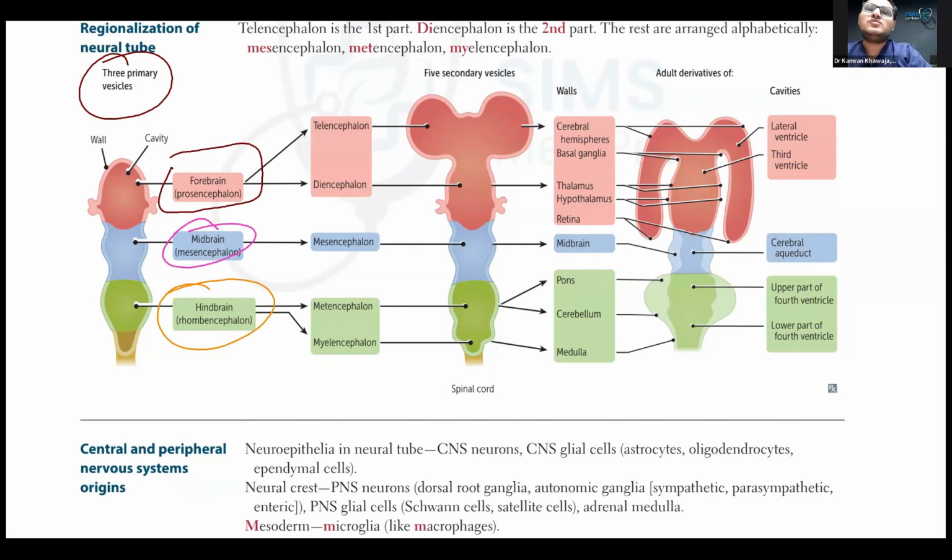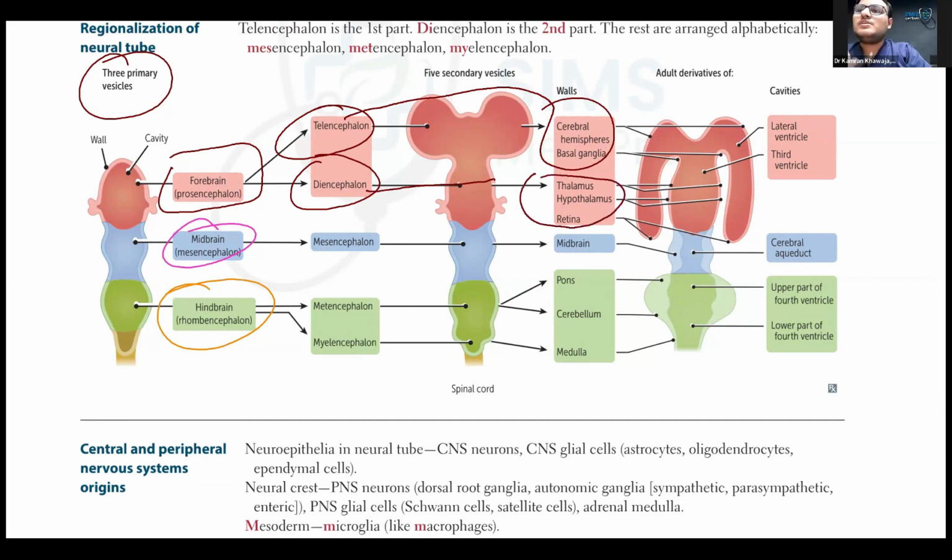The forebrain, which is prosencephalon, is further divided into telencephalon and diencephalon. Remember, the telencephalon will make the hemispheres, and the diencephalon will make the thalamus, hypothalamus, and retina portion. So the telencephalon will make the hemispheres, and the diencephalon will make the thalamus, hypothalamus, and retina. Is that clear?